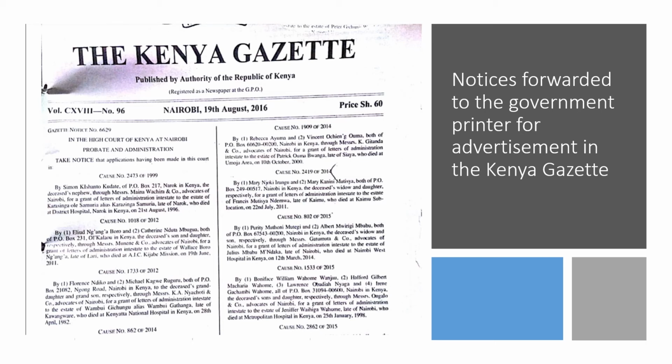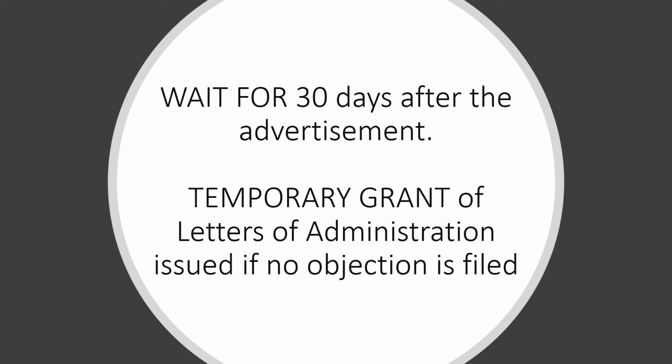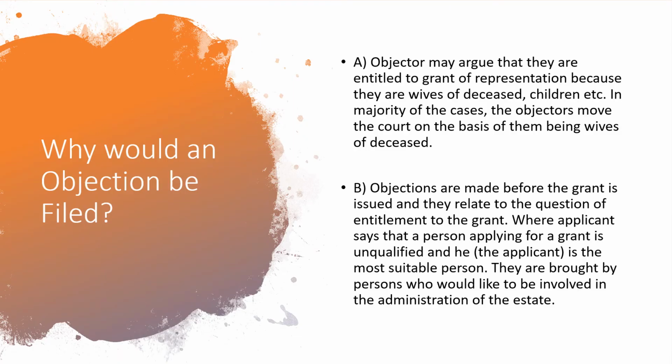And so it will be printed there, and you have to wait for 30 days before a temporary grant can be issued. That is if there's no objection. But the question is, why would there be an objection? Why would anybody object to a petition like this? So, in our society, especially a polygamous society, you come across men, for example, who have many wives. And if one wife does this petition and omits to say that the man had other wives, other children, or if she puts some properties but not all the properties, then that in itself is a problem.